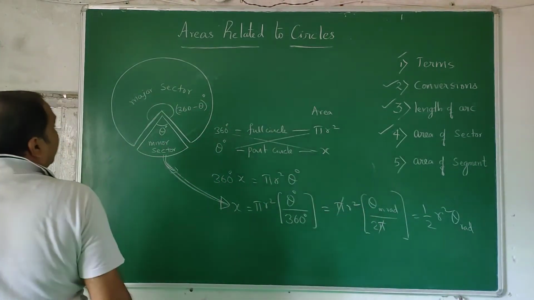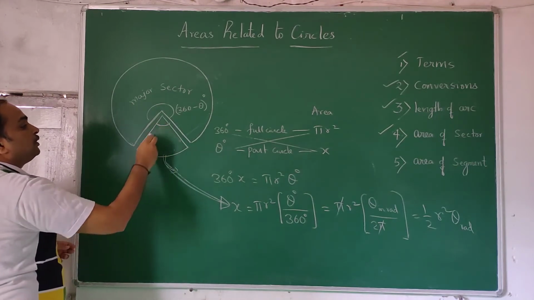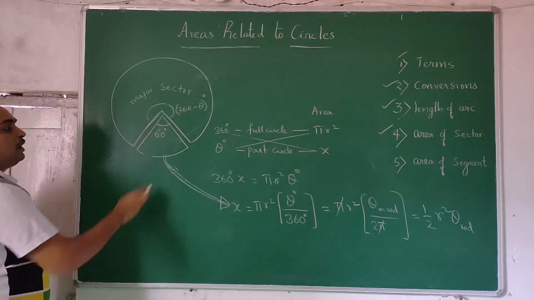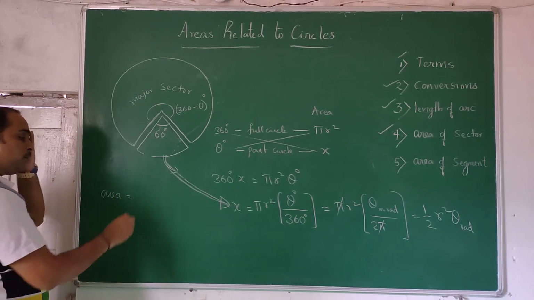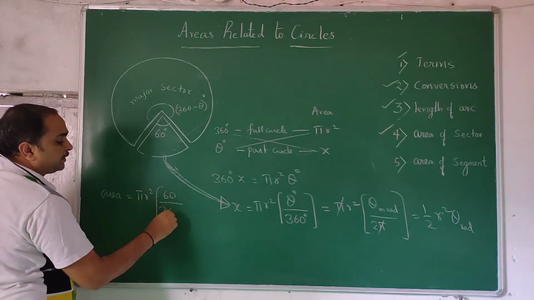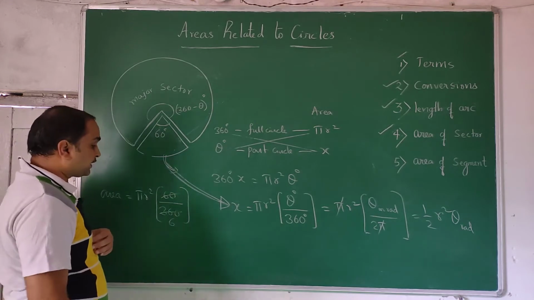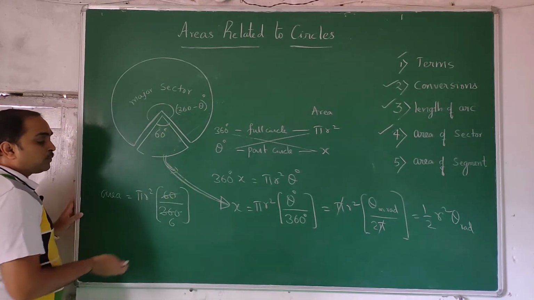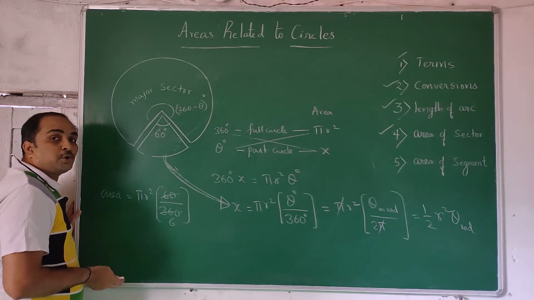Let us do a problem. For example, this minor sector is some 60 degrees. The area of the minor sector is equal to pi r square into 60 degrees by 360 degrees. 6 ones are 6, 6 sixes are 36. So pi r square by 6, a one-sixth portion of the circle.